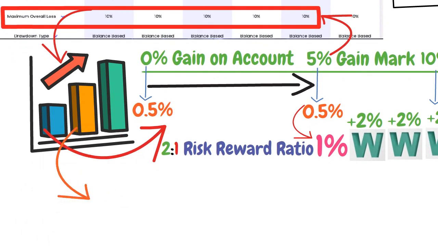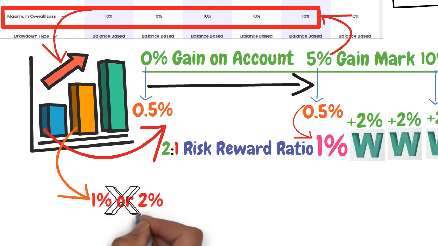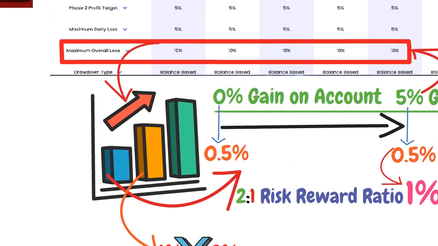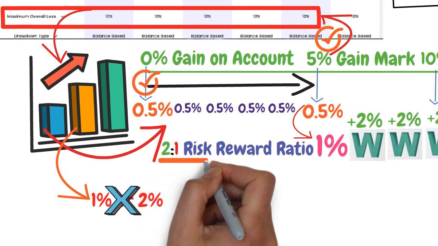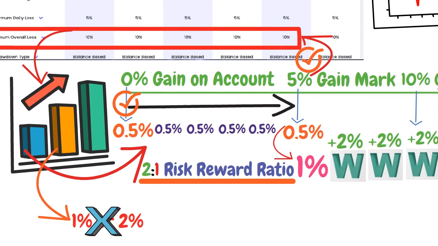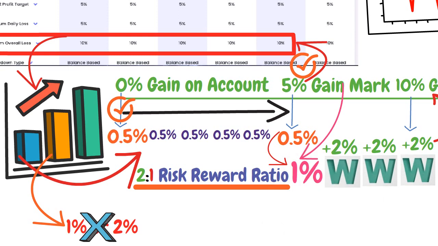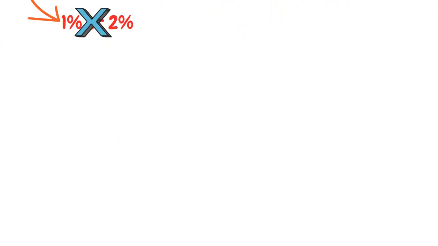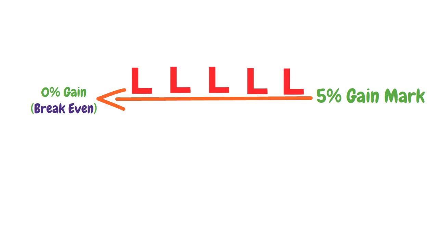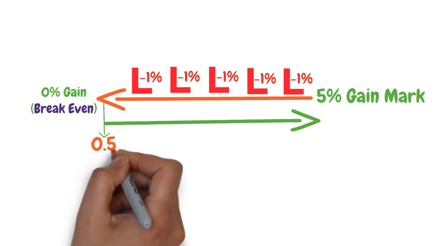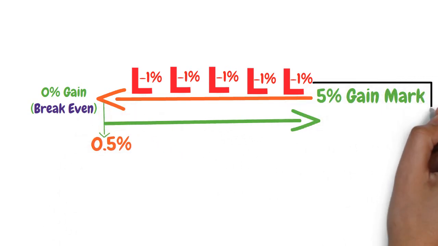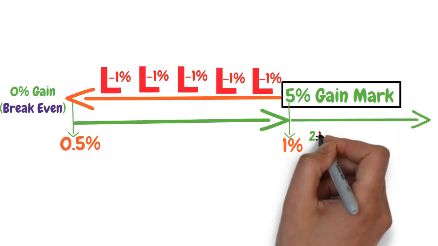So I wouldn't start risking 1 or 2% right off the bat. What I would do instead is start by risking half of 1% per position on my challenge account. And once I get to a 5% gain, and again I'm looking for a 2-to-1 risk to reward ratio per trade, I start increasing my risk to about 1%. And if I go back to break even, let's say I lose 5 trades in a row, losing 1% per trade, and I'm back at break even, then my risk resets back down to 0.5% risk per position.